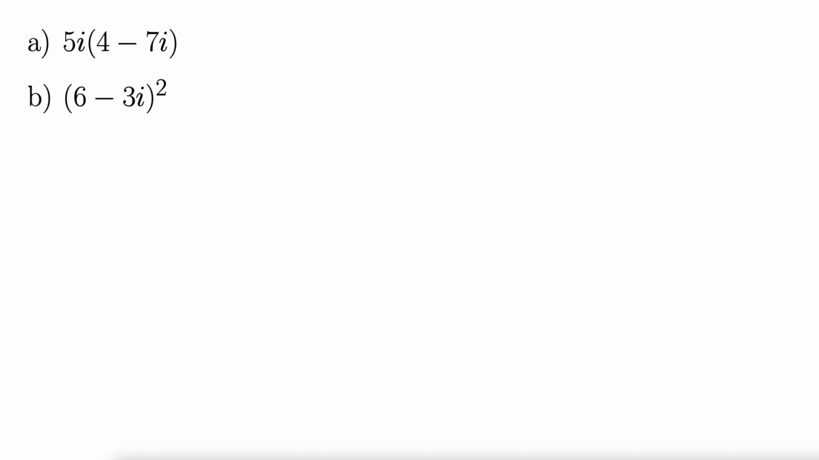In this example, we have multiplication of complex numbers, 5i times quantity 4 minus 7i. Let's take a look, and the one thing to remember, again, is i squared equals -1. That is the important part to complex numbers. Okay, so remembering that fact, let's go ahead and distribute this 5i through to both these terms here.